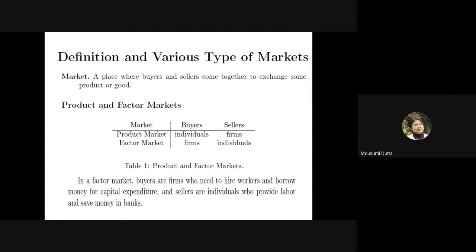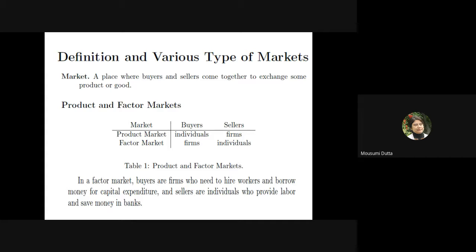Okay? So right now, this is the example, and you can think about the raw materials too. So the factor market is a place where we can buy products which are used to complete the production process. So the factor market is the market where we are selling something which will be used to produce the finished goods.